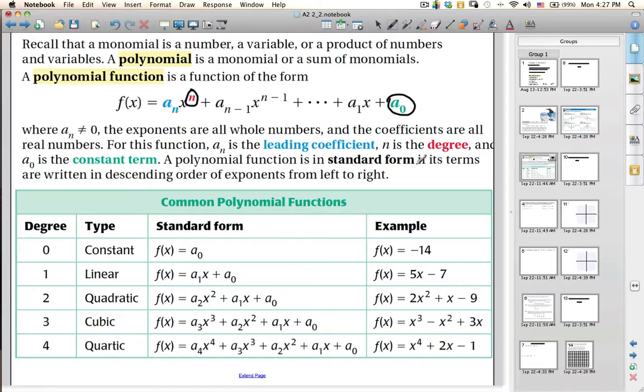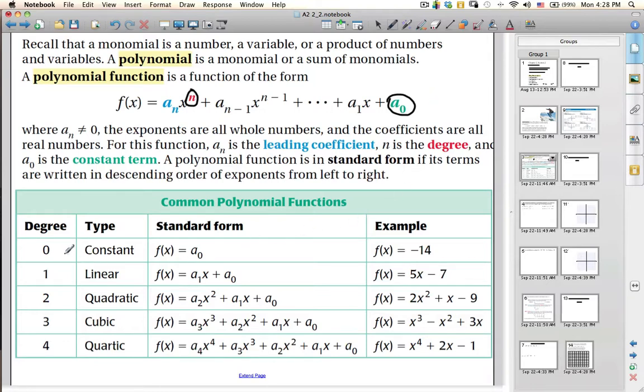So we're in standard form if its terms are written in descending order of exponents from left to right. And that's really what this says. It looks a little confusing, but you can see if my highest degree is n, then the next one is n minus 1, this would be n minus 2, n minus 3, and eventually we get to the first power, and the constant doesn't have a variable part, or you could say its variable part has an exponent of 0.